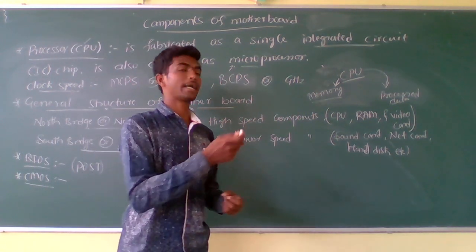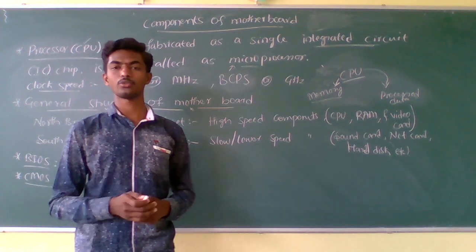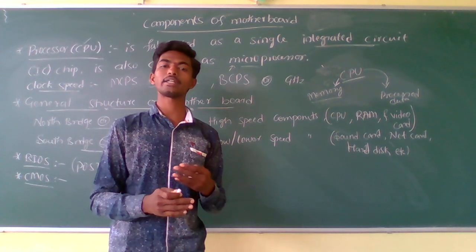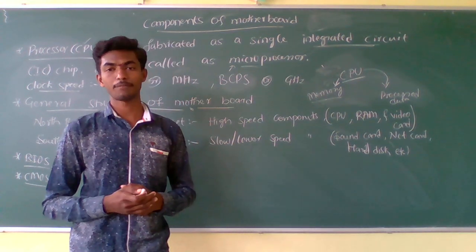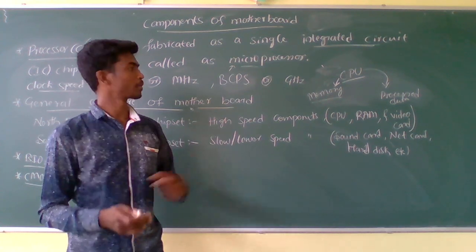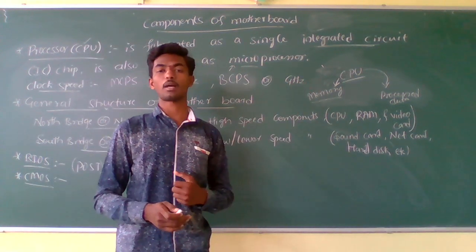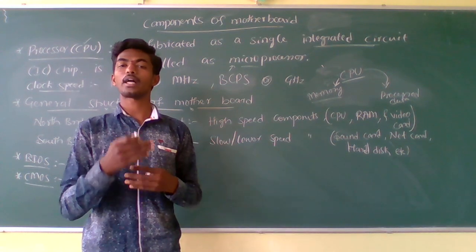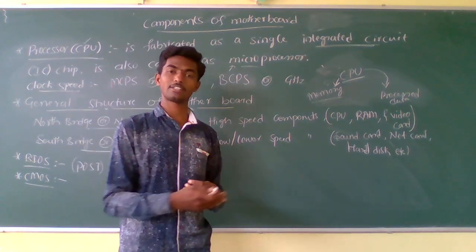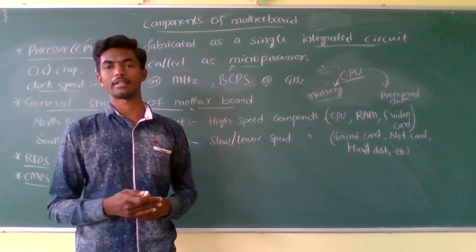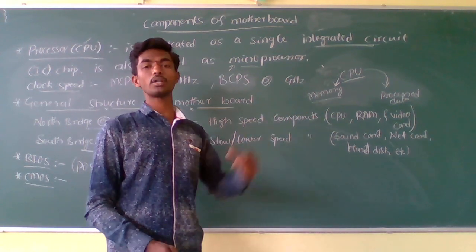The control unit coordinates the data transfer between the different components of the computer. The CU controls the data transfer and also coordinates it. This is about the CU.